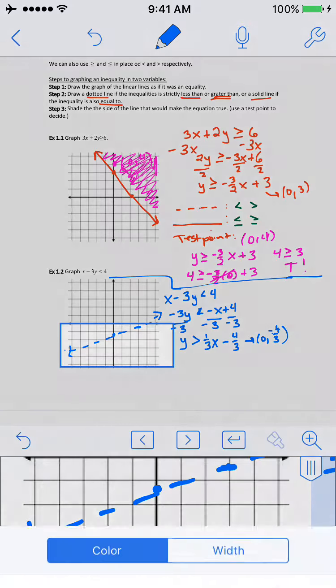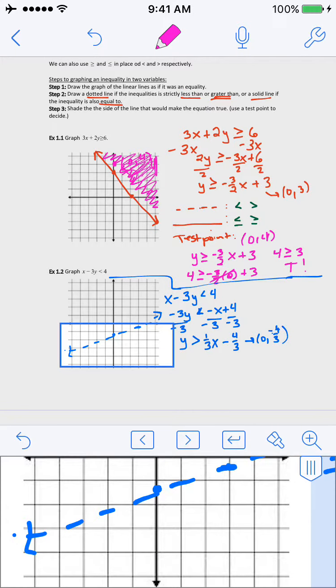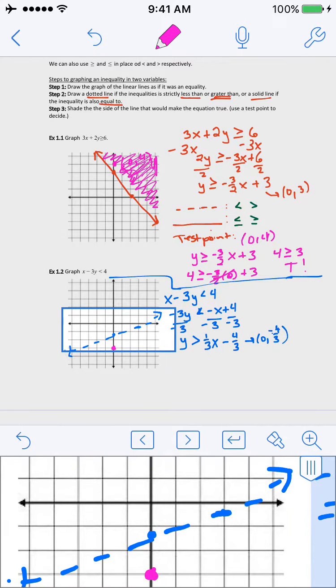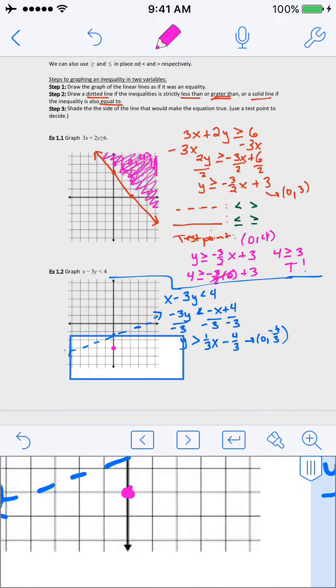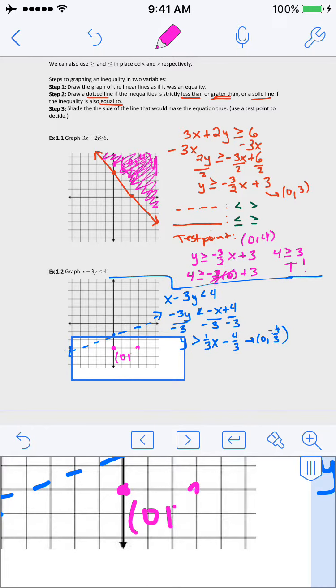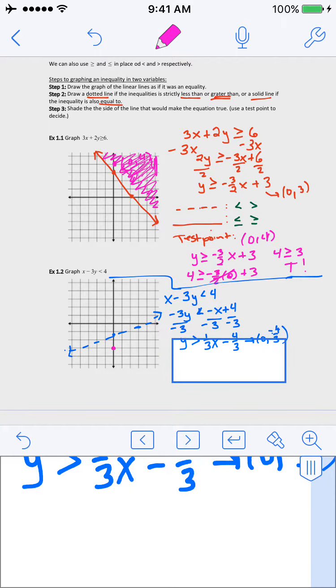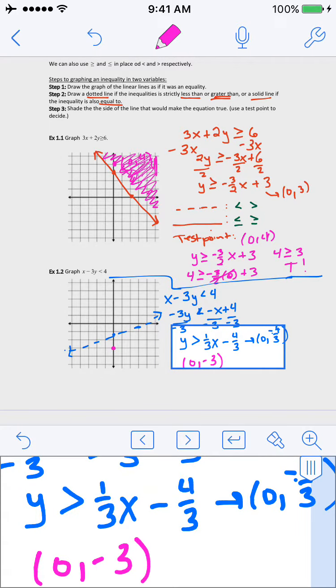So I'm going to pick a test point on the side I think is not correct. I'm going to pick this point right here, this pink guy, which would be negative 1, 2, 3. So 0, comma, negative 3. That's the side I'm going to pick. You know what? I'm going to write this over here. My test point is going to be 0, comma, negative 3. I'll plug that into my point here.